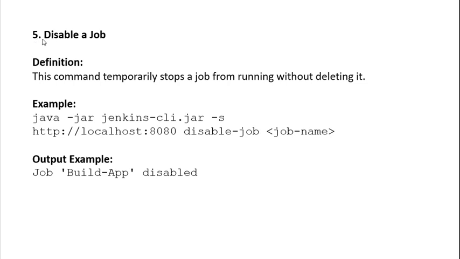The fifth command is disable a job. This command temporarily stops a job from running without deleting it. For example, java -jar jenkins-cli.jar -s http://localhost:8080 disable-job and write the job name like build app. The output is: job build app is disabled.